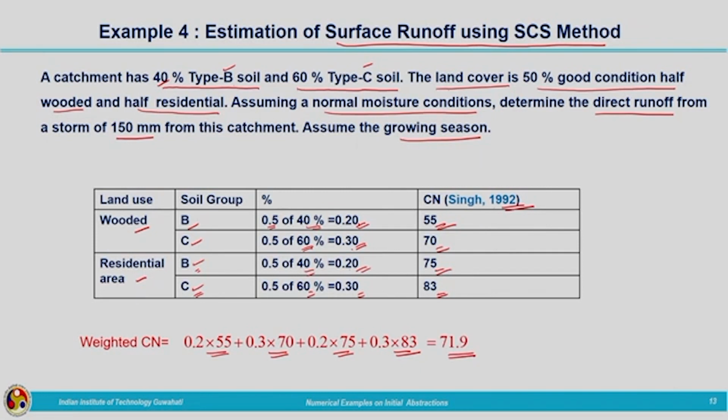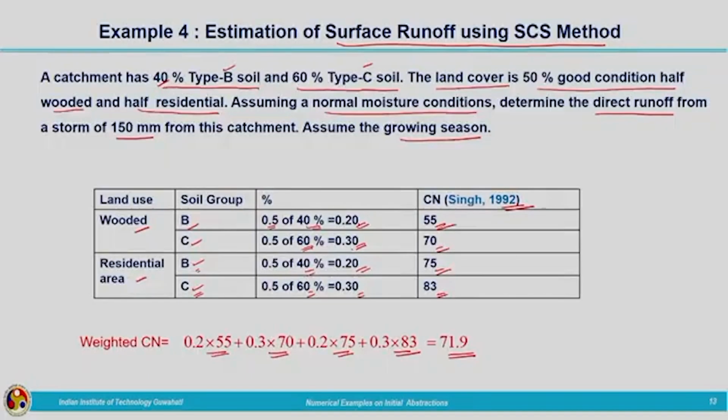So, from the value of 71.9, you can understand it is a natural area. If the area is a water body or a completely paved impervious area, the CN value will be 100. For any other areas, the value will be between 0 and 100. So, here the weighted curve number value is calculated to be 71.9.